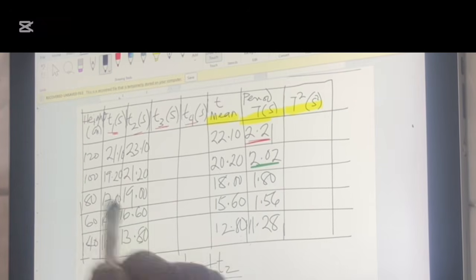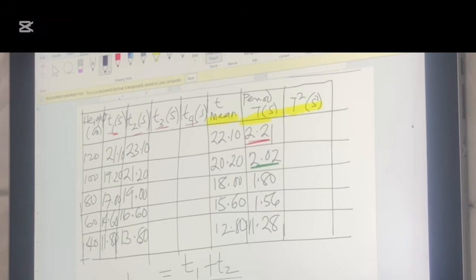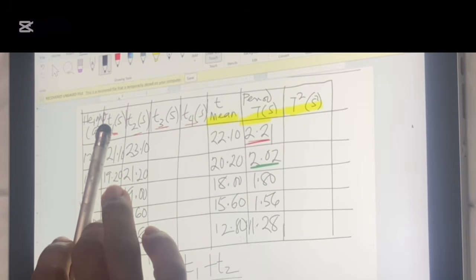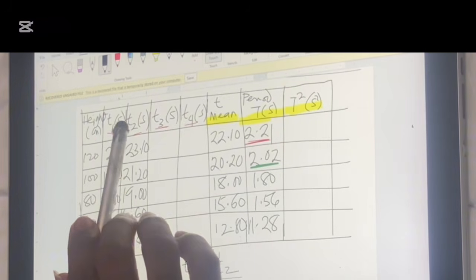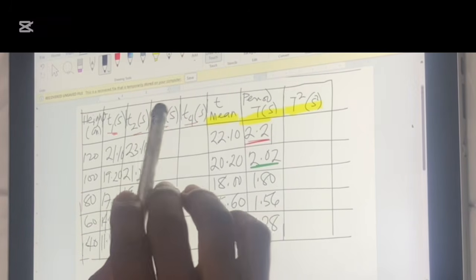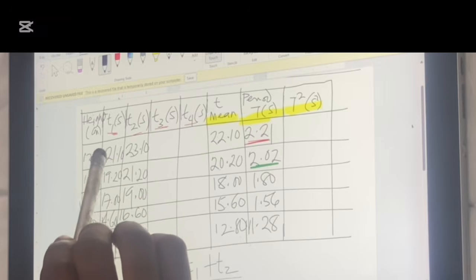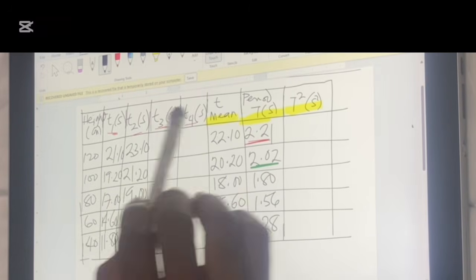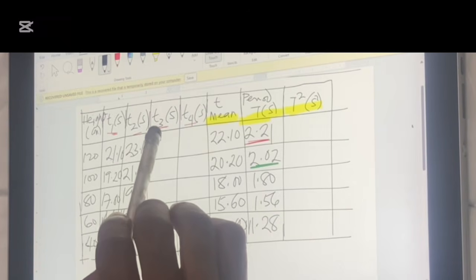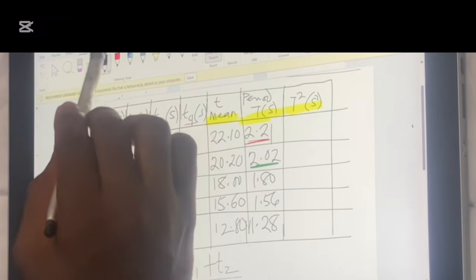Okay, so class, how do we calculate T3, T4, and T5? Also depending on the practical manual you are using. Remember, T1 is for odd, T2 is for even. Please take note. So T3 is for odd, T4 is even. This T3 will take the value of T1. This T4 will take the value of T2. The T5 will take the value of T3 or T1. Now, very simple here.